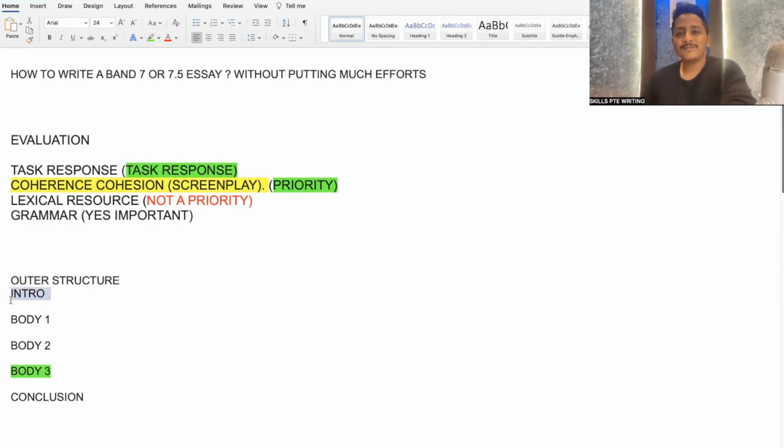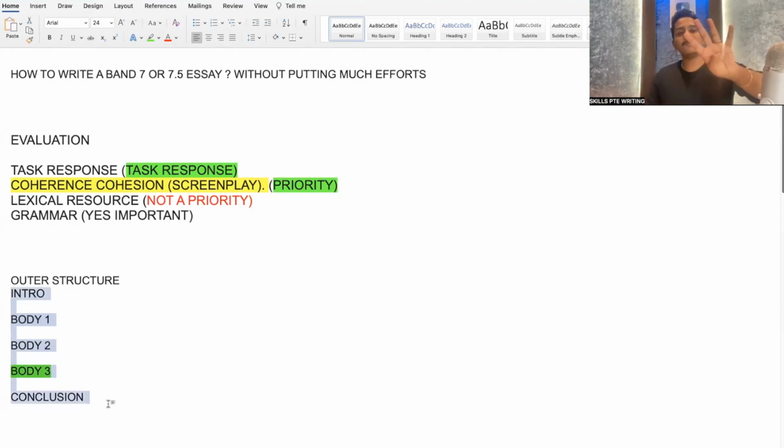Intro is where you tell the examiner what the essay contains. Let's say a person reading your essay doesn't have much time to go through the entire essay. The person will just read the intro to understand what you are talking about. He reads the conclusion to understand what is present in body 1, body 2, body 3. That is intro and conclusion. Body 1, body 2, body 3 is where the actual subject is. This is the outer structure.